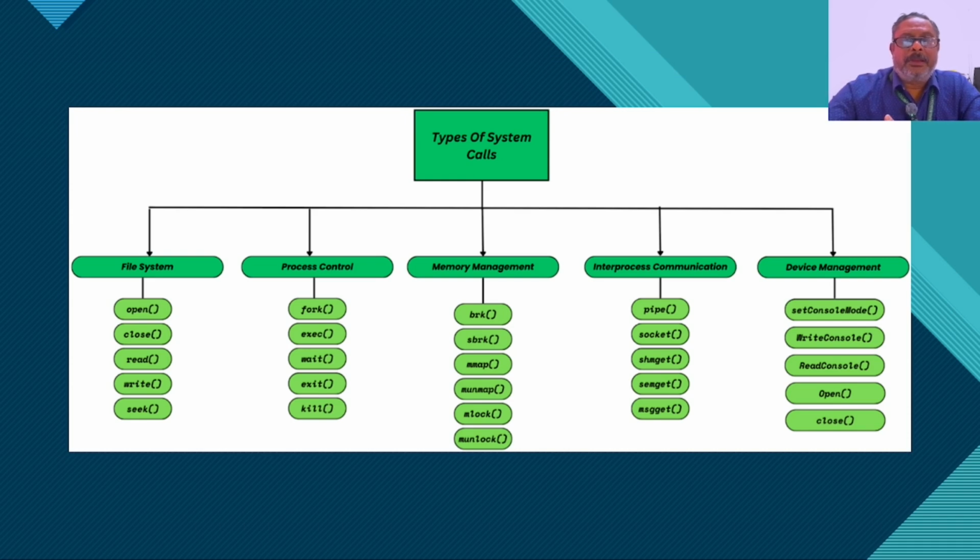There are many system calls, many types of system calls depending on what type of functionality of the operating system we are using. So we can just look at this figure. There are totally five components of the operating system: file system, process control, memory management, interprocess communication, device management, and so on. Under each of them, we have multiple system calls.